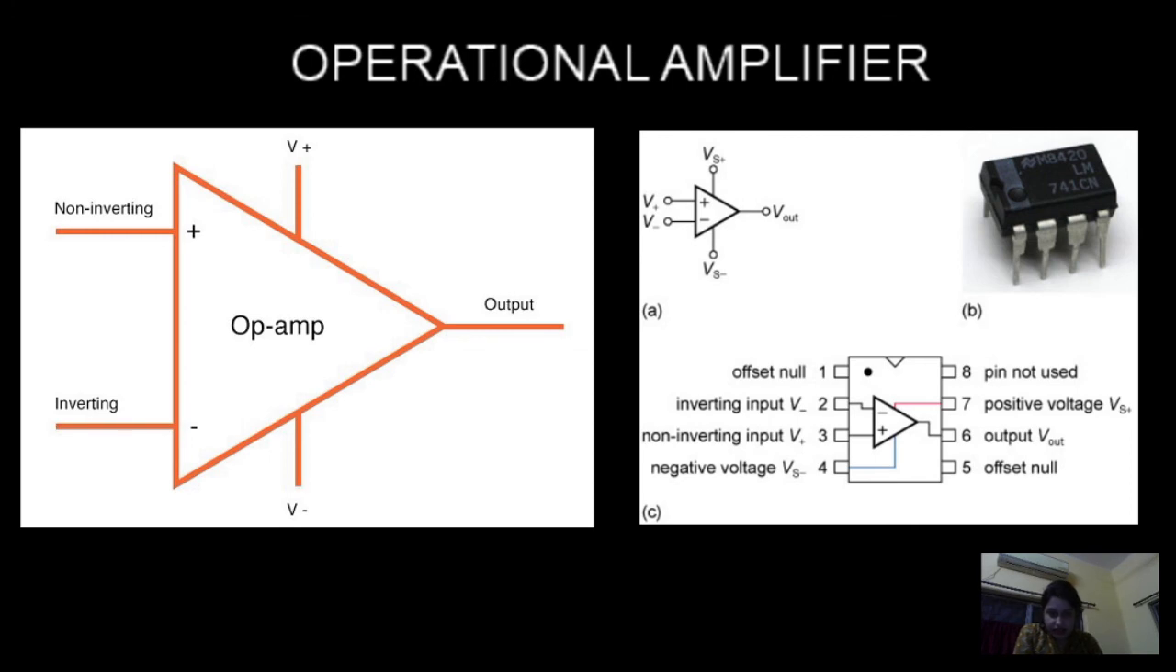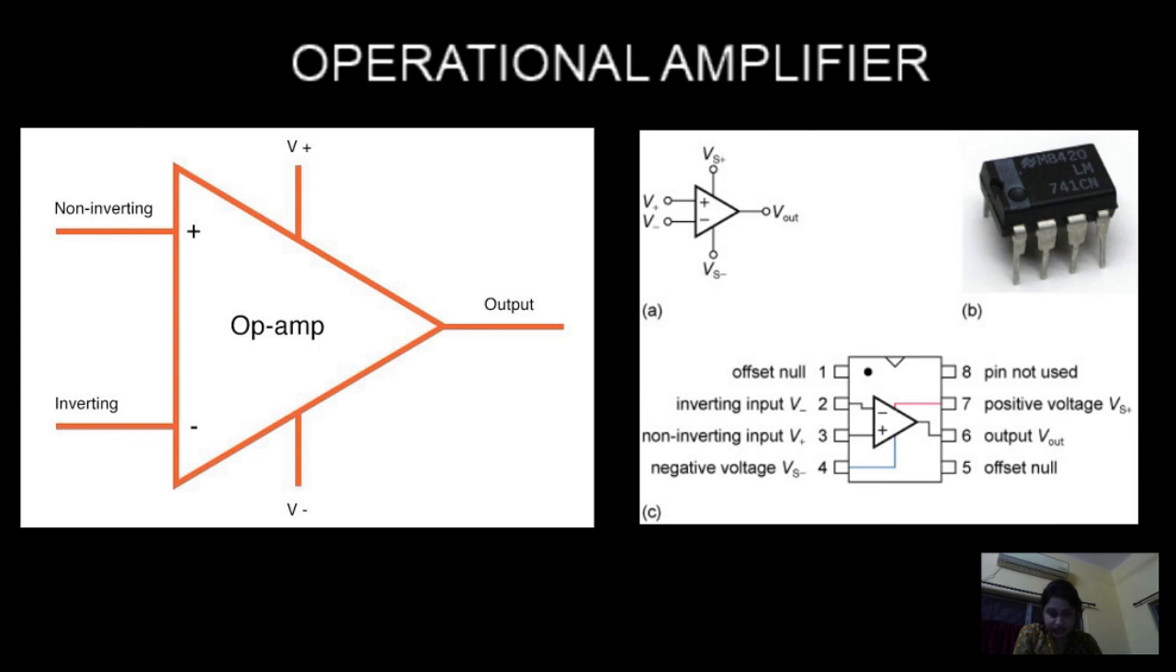If you see another picture here, it is shown. This is the pin diagram. Actually, op-amp is 741 IC. The IC number is 741. IC means integrated circuit. Integrated circuit means a number of components are integrated on a single silicon wafer. Generally, we take the semiconductor wafer as silicon. So this is the chip number is 741, and these are the pins present in the IC.